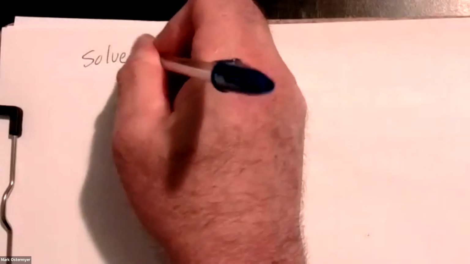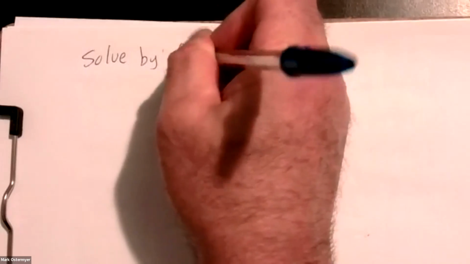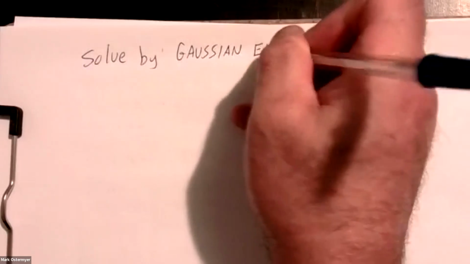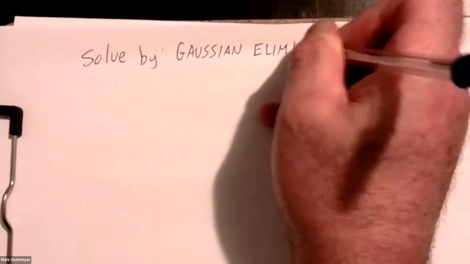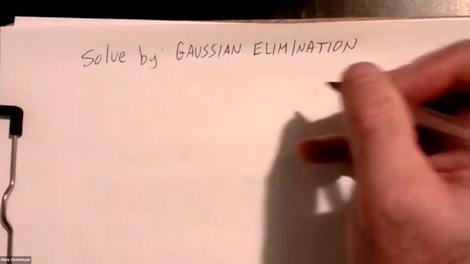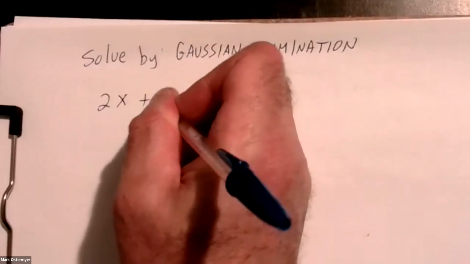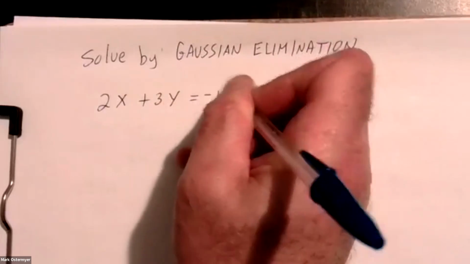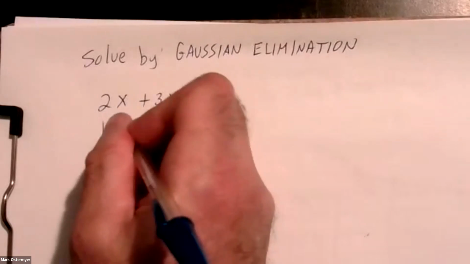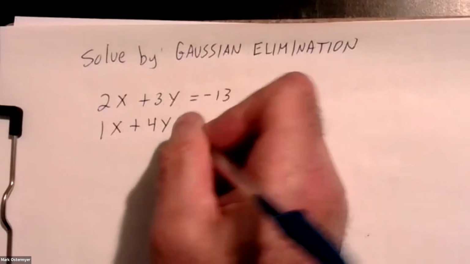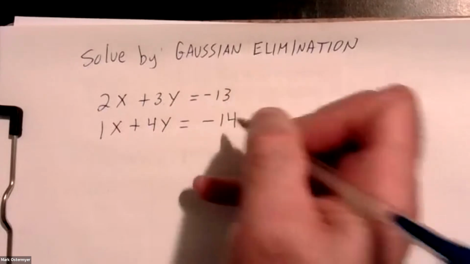So solve by Gaussian elimination. And here is our system. 2x plus 3y equals negative 13. 1x plus 4y equals negative 14.